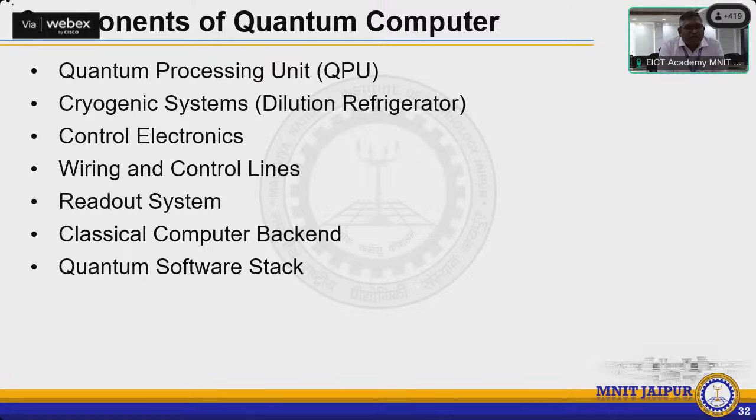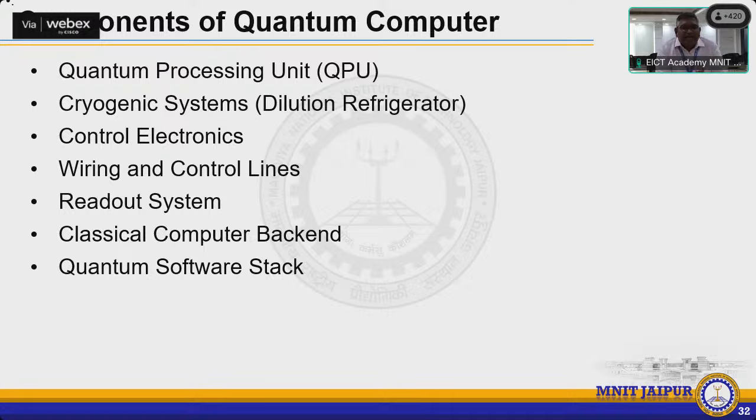So these are the quantum components of a quantum computer. Right, many times I was looking at a lot of diagrams and thinking, okay, this is a quantum computer. But what does it all comprise of, right? So that's what we are trying to look at. So we have the quantum processing unit, which we have discussed, but we'll see where it is placed. We look at the cryogenic system, which is the dilution refrigerator. Then the control electronics, the wiring and control lines. There's a readout system, and of course, a quantum software stack.